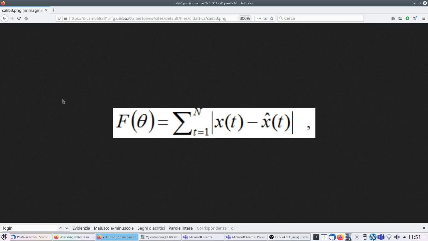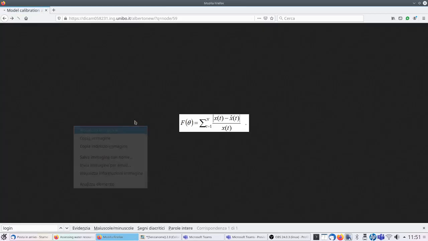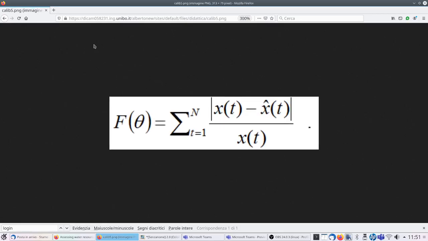Another possibility is to consider the relative value of this absolute value, which leads us to the next one. The next one is this: the relative value of the absolute difference. You know, this objective function is another very good alternative. It gives even more weight to the low flows. Keep in mind that it may be unstable, which means that if x tends to 0, you get values of individual relative errors that tend to infinity. So it may be unstable. It's not advisable to use it when you have x that gets close to 0.